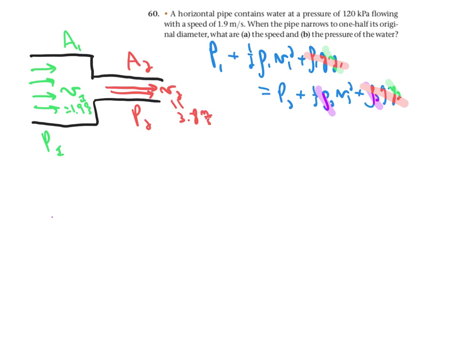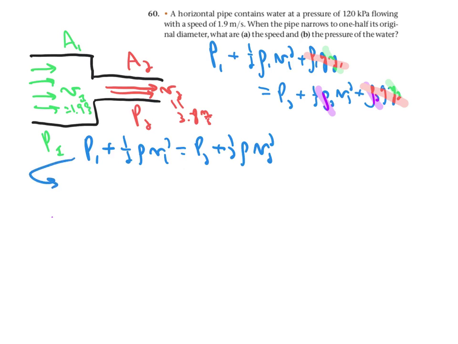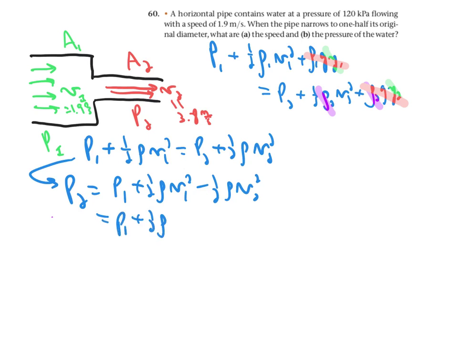So cleaning this up a little bit, we have P1 plus 1/2 rho v1 squared equals P2 plus 1/2 rho v2 squared. So I can now just solve this for P2. It will be P1 plus 1/2 rho v1 squared minus 1/2 rho v2 squared. I'm going to factor that to have only one calculation: v1 squared minus v2 squared. And now I can throw in some numbers.